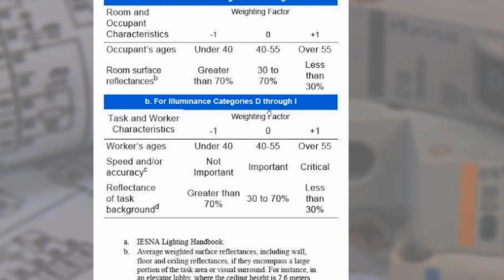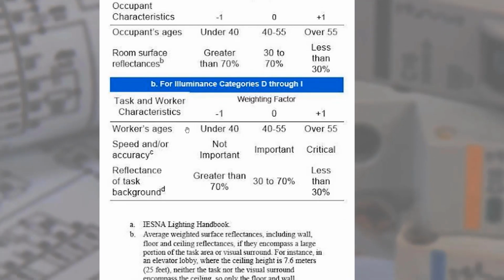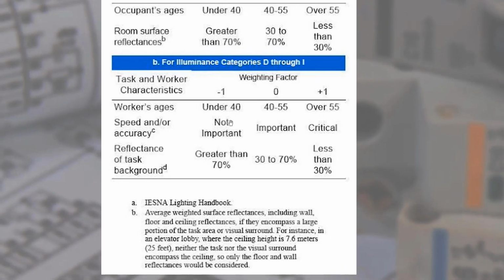Now for the categories D through I, we have task and worker characteristics. So this is the type for classrooms, just like a factory or anything. We have task and working characteristics, so we have also a weighting factor. We have -1, 0, and +1. So workers' ages need also. Then speed and accuracy, we have also considered that. Not important, and critical. Then greater than 70, under 40.